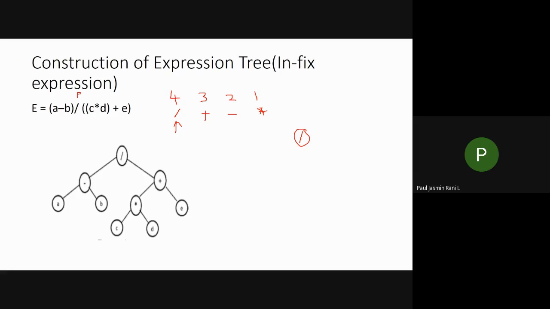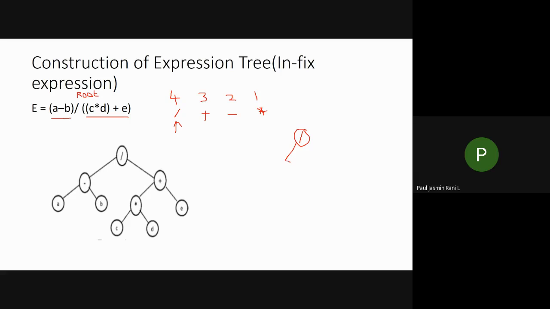This is my current root element. The expressions which come on the right side of this root should be taken as the right child of your slash. Similarly, the expressions which are on the left side should be taken as the left child of your root. Can you follow this one? So after taking the slash as my root, I then have to categorize the left and right.